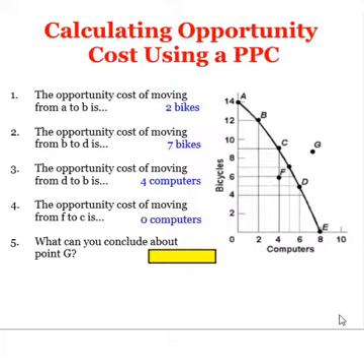Remember, opportunity cost always needs to include the other good. So just putting 0 or nothing wouldn't be enough. You have to say that we're losing 0 computers in that move, that we do gain bicycles and we lose no computers. And finally, what do we know about point G? We know that point G is unattainable. It is impossible. We can't currently produce at that number unless the economy grows.